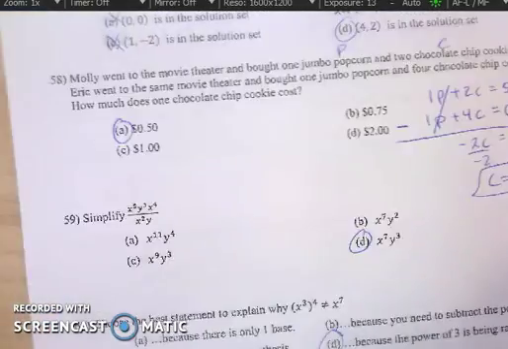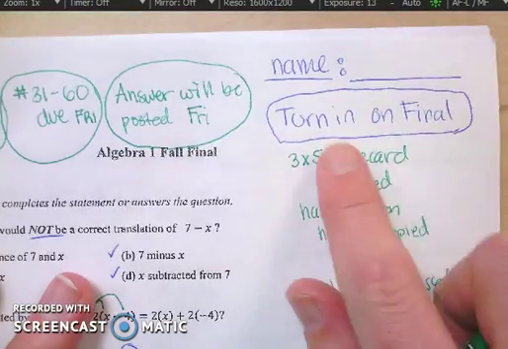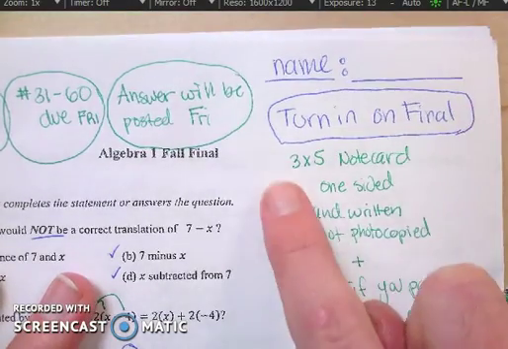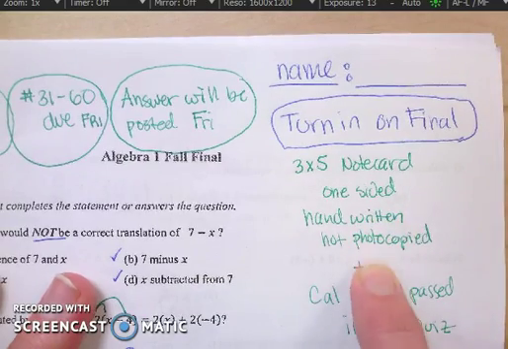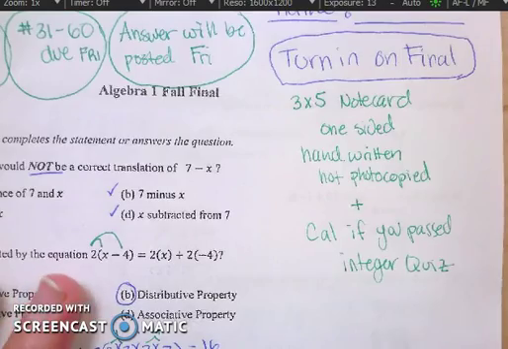Alright, that is the end. And make sure you study. Make sure you have the following items for turning in on the final: this study guide, a 3x5 note card, 1-sided, handwritten, not photocopied, and a calculator if you pass the integer quiz.